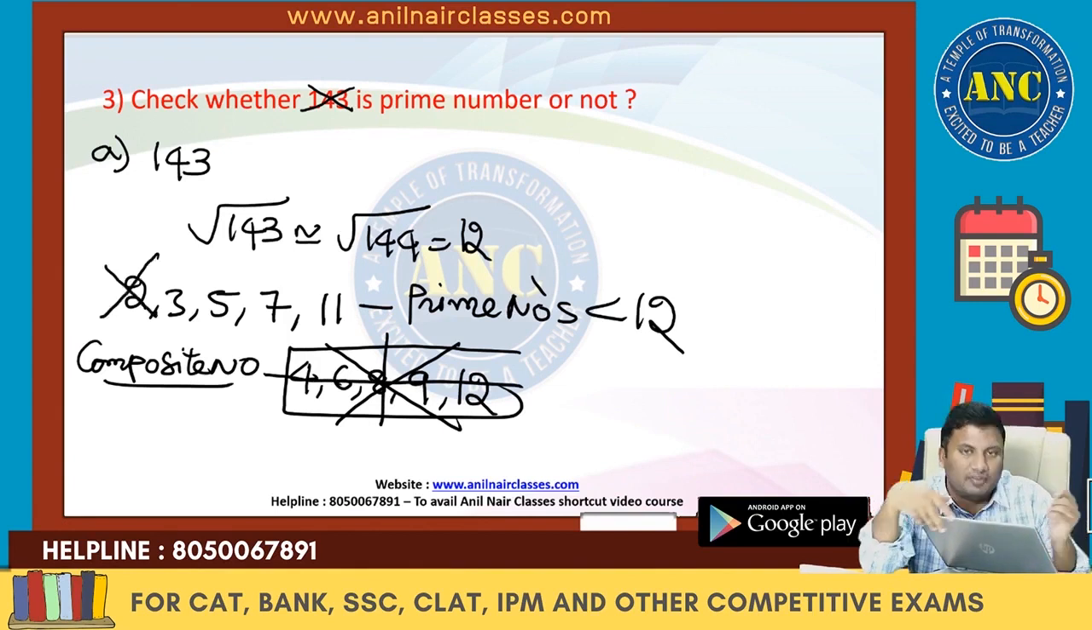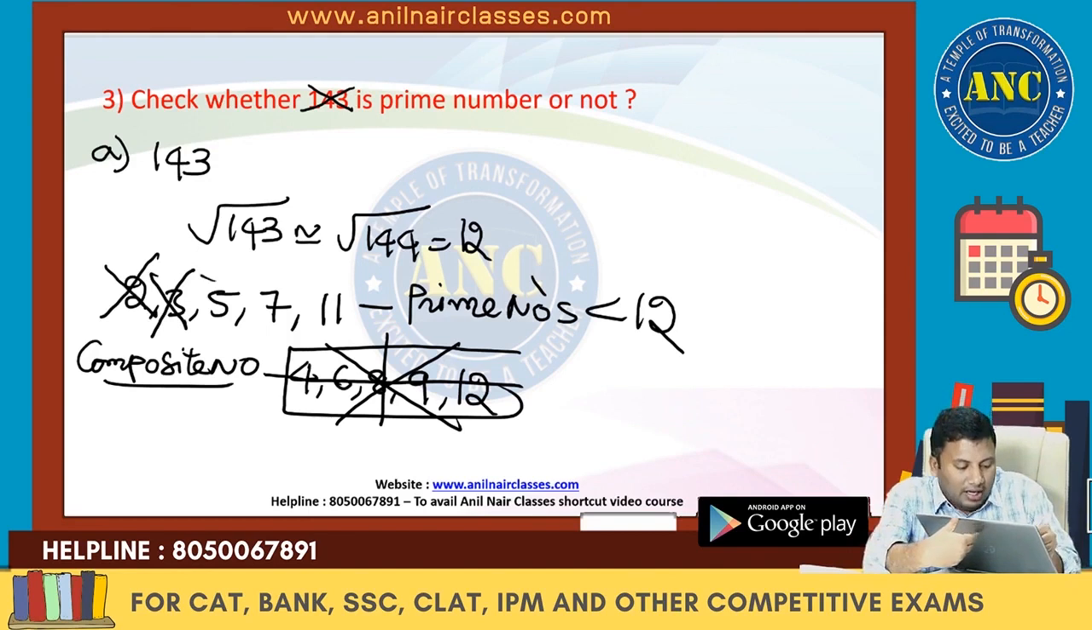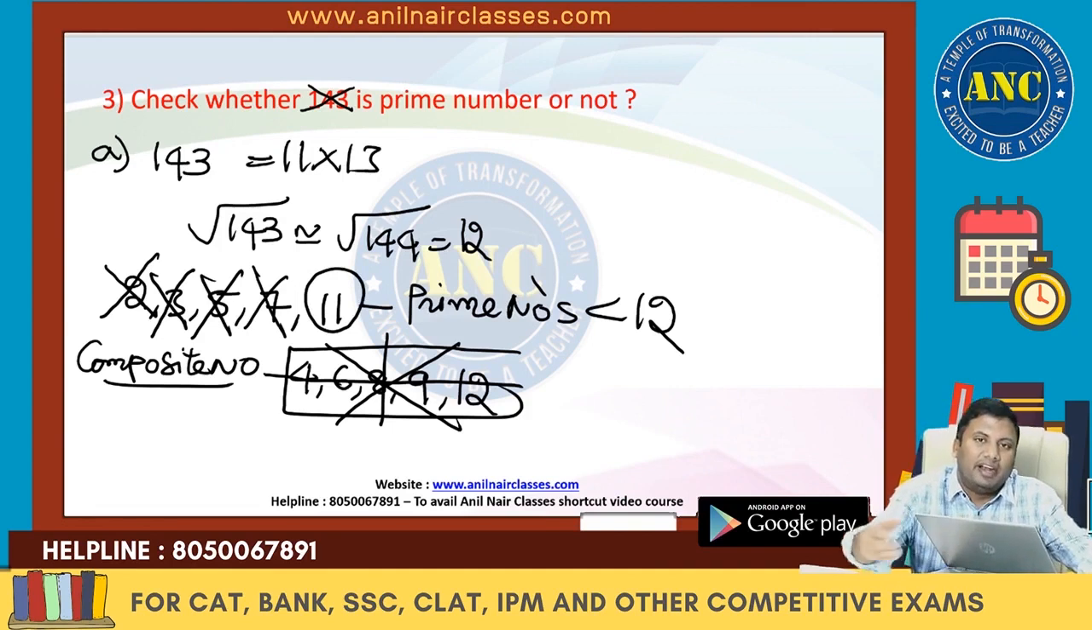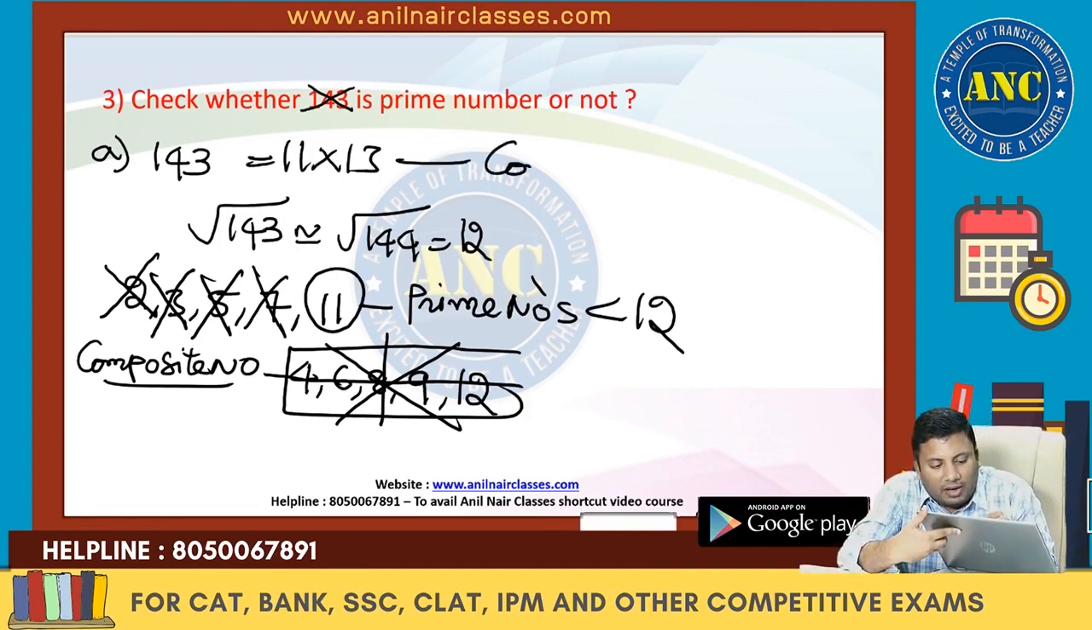143 is not divisible by 2. 143 is not divisible by 3. It is not divisible by 5. It is not divisible by 7. 143 is 11 into 13. If at least one number is dividing, then this number is said to be a composite number.